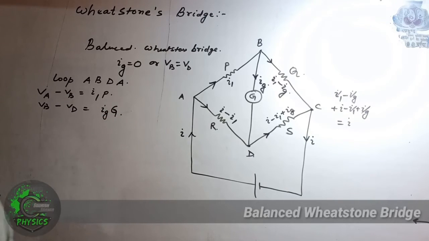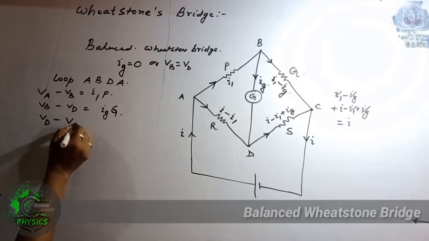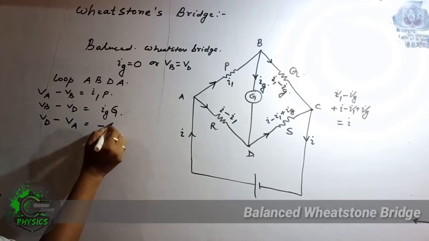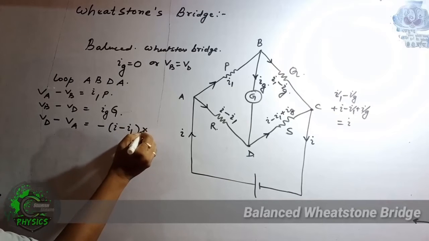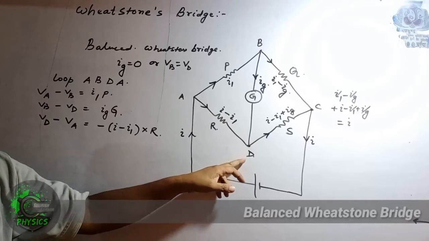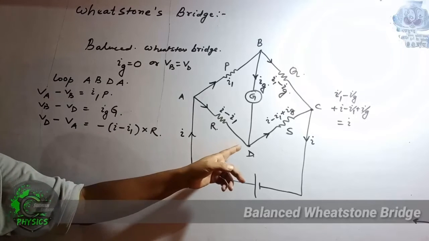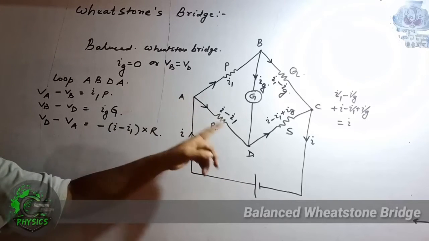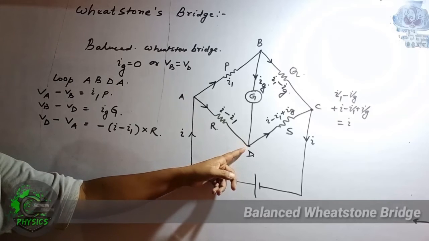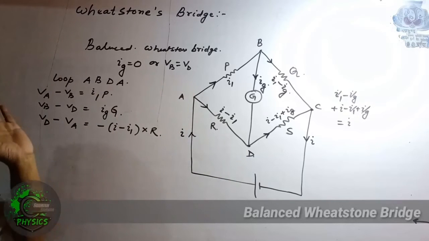We are considering that capital G is the resistance of the galvanometer, and VD minus VA must be minus I minus I1 into R, because the arrowhead is along AD and we need VD minus VA. So this potential difference must be negative because the potential of point A is higher than D and we are calculating VD minus VA, that is, lower value of potential minus higher value of potential. That's why the result is negative.